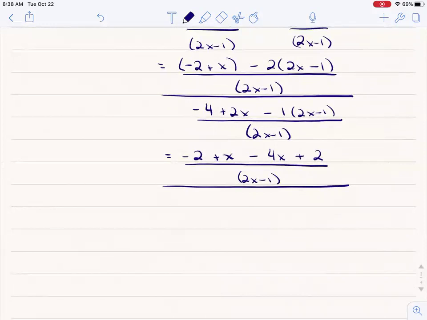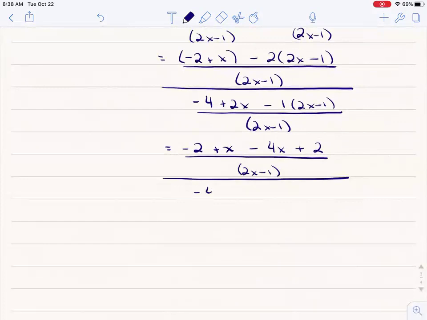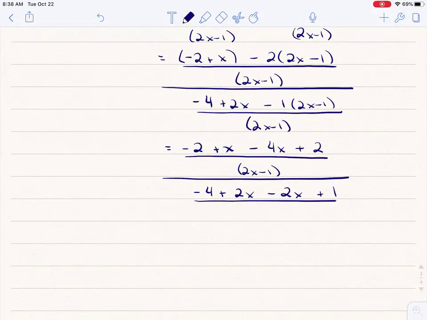And then dealing with the denominator, I've got minus 4 plus 2x. Nothing happens there, so minus 4 plus 2x. And then I can expand the minus 1 in, so negative 2x plus 2 plus 1, and again, over 2x minus 1.